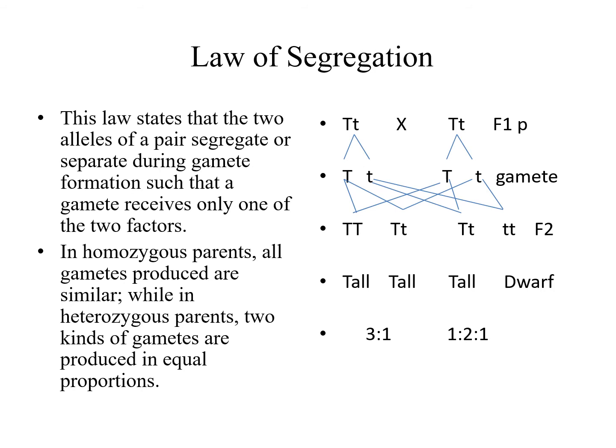In homozygous parents, all gametes produced are similar. If we take a capital T parent, then only capital T gametes. But if we take a heterozygous parent, capital T, small t, how many gametes are possible? Two types. But they are produced in equal proportion due to the law of segregation.